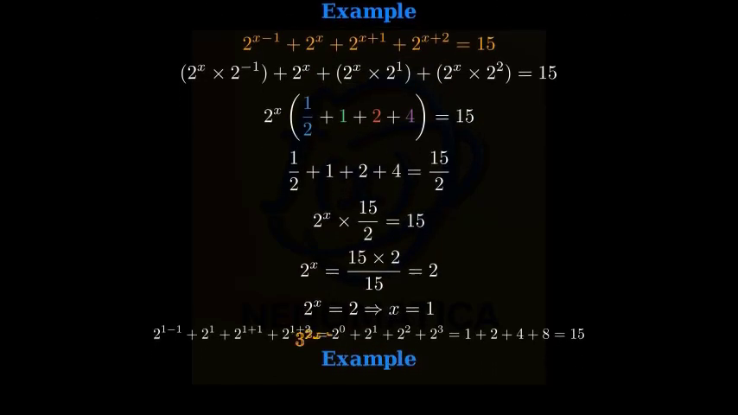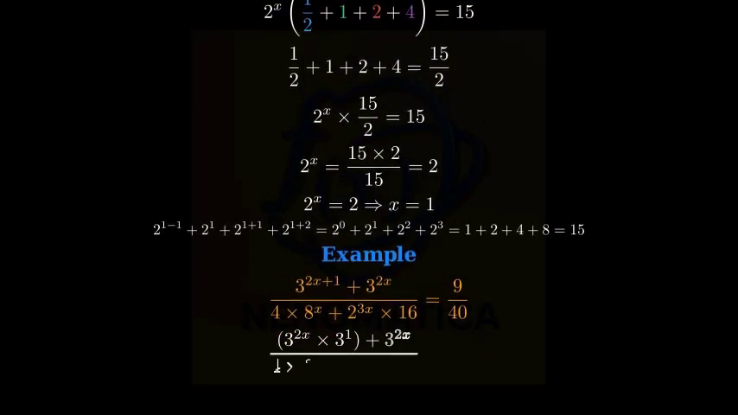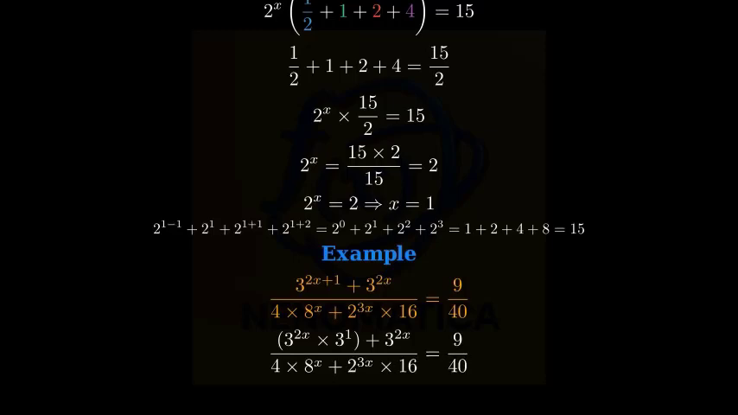Now, let's look at a more complex example. For this example, we'll use exponent properties to simplify both the numerator and denominator. Let's start with the numerator. We have 3 to the power of 2x plus 1 plus 3 to the power of 2x. Using exponent properties, we can rewrite 3 to the power of 2x plus 1 as 3 to the power of 2x times 3 to the power of 1, which is simply 3 to the power of 2x times 3.